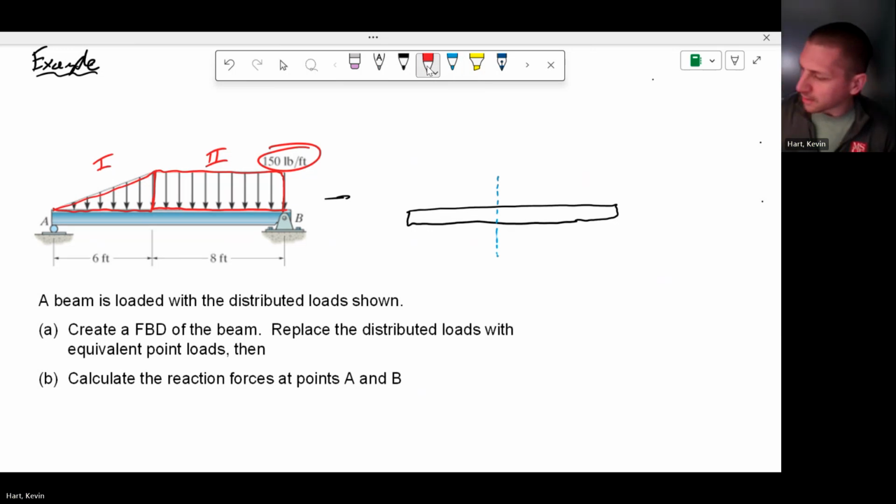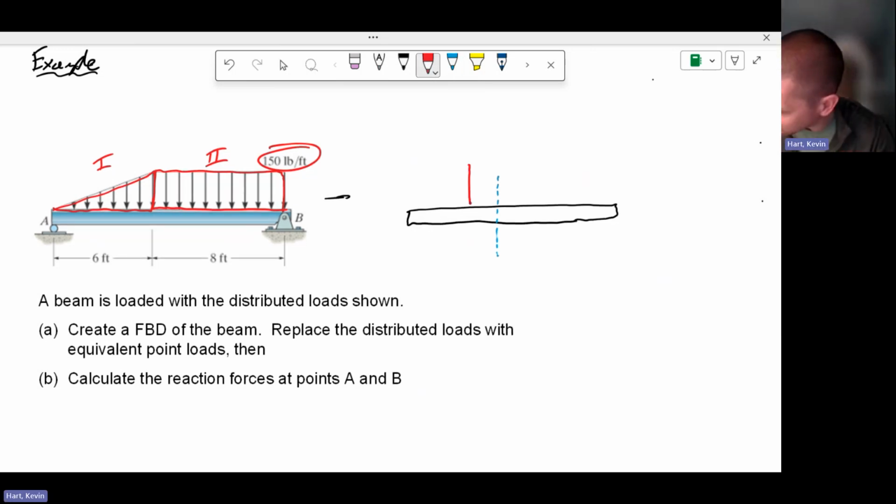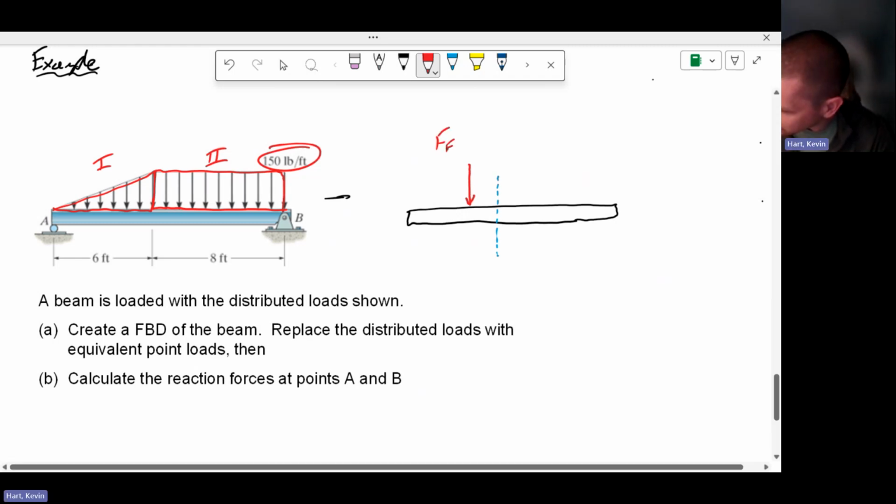Okay. I'm going to replace the triangular distribution with an equivalent force that's 1/2 base times height. So here's FEQ for region number 1. This is 1/2 base, which is 6 feet, times height, which is 150 pounds per foot.